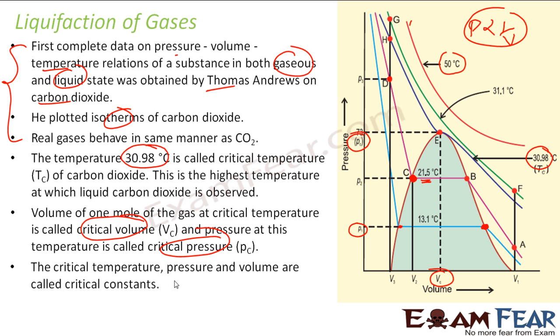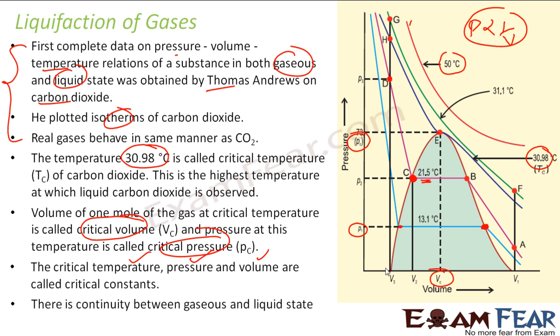Also note that all these critical temperature, critical pressure, and critical volume are called critical constants. And as I told, there is a continuity in the gaseous and liquid state. So these are all the blue ones where you see there is a continuity. The gas also exists, the liquid also exists, both in a continuous state.